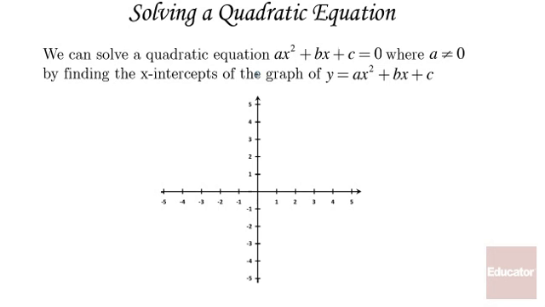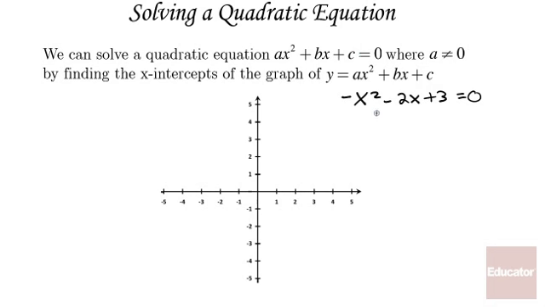Let me give you an example. An example of a quadratic equation would be something such as negative x squared minus 2x plus 3. Now, we can solve such equations by finding the x-intercepts of the graph of the corresponding quadratic function. In a previous lesson, we talked about quadratic functions and how to graph those functions. So if you need review on how to graph a quadratic function, you can see that in the previous lesson, and now we're going to apply that to solve the quadratic equation.